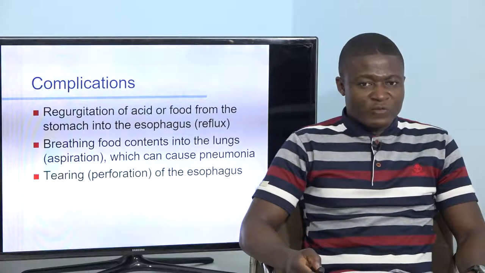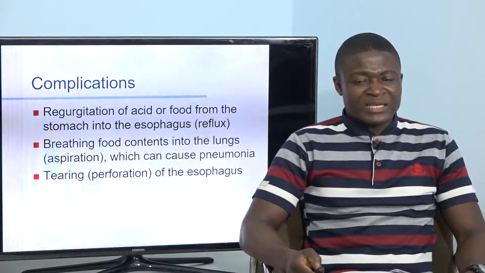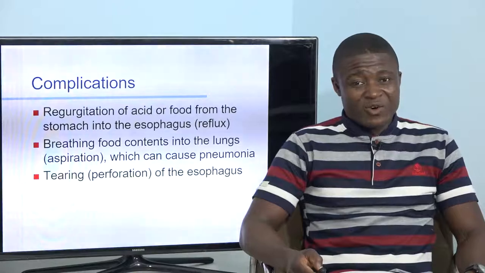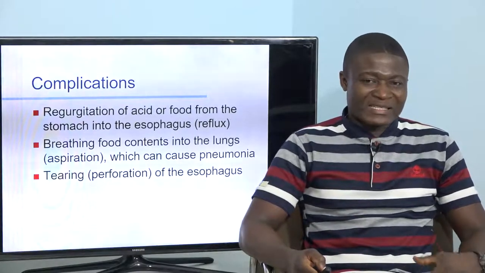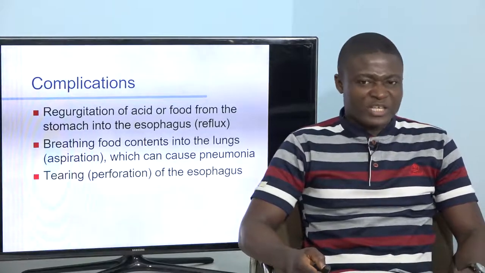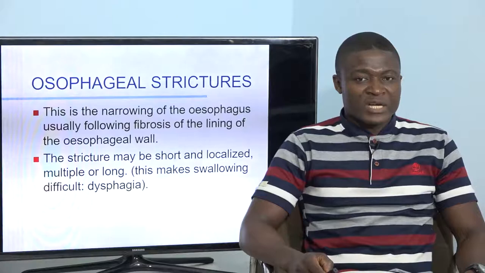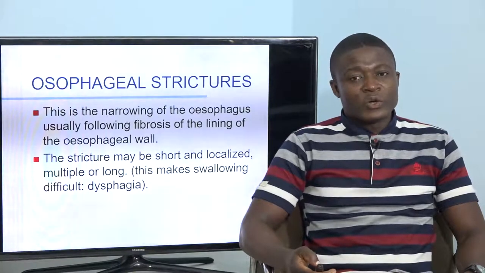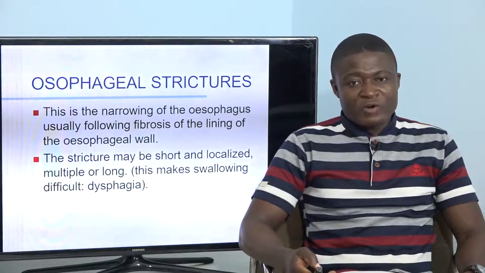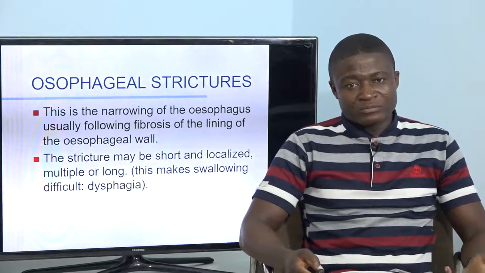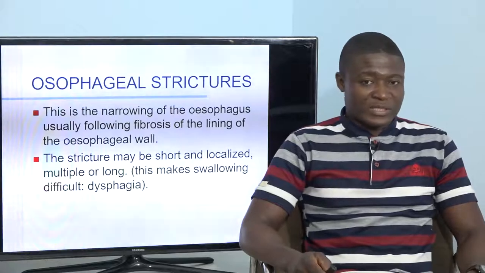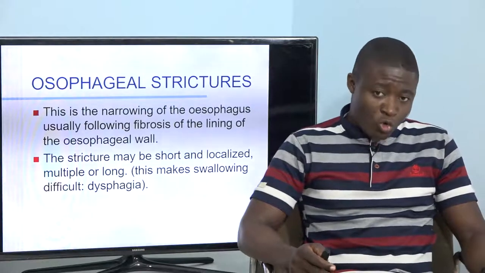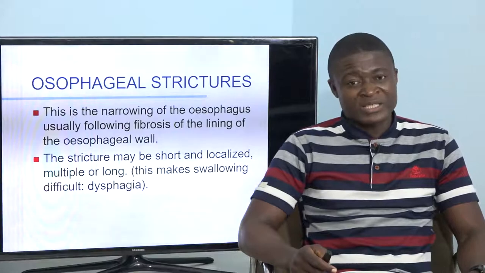Then tearing or perforation of the esophagus. So constant pressure exerted on the esophagus as a result of refusal or inability of the lower esophageal sphincter to relax enough will cause too much pressure in the esophagus, and this could lead to perforation within the esophagus. Now, the surgical intervention, that is esophagomyotomy, is the surgery that is done to widen the esophagus. It is a minor surgery, and when the client is supposed to be subjected to this, he or she will still go through the normal preoperative management and then the postoperative management at the end of the day.